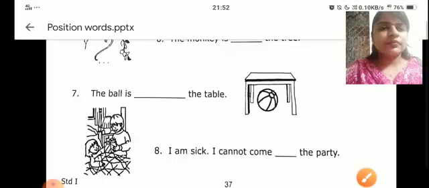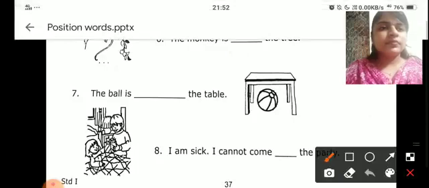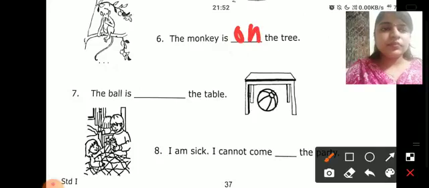Next. What can you see in the picture? Monkey. Number 6. The monkey is dash the tree. Where is the monkey? Children, the monkey is on the tree. So you're going to write O-N on. Write it down. O-N on. Over.